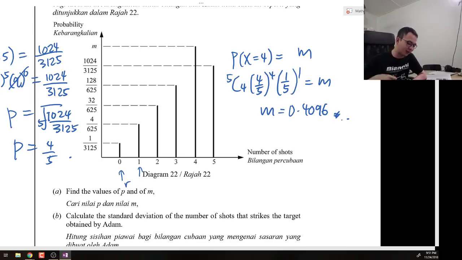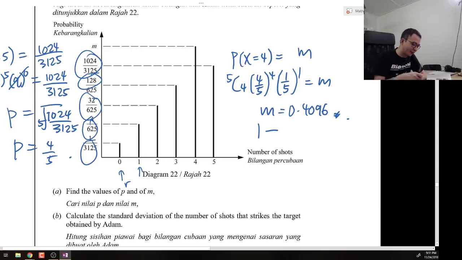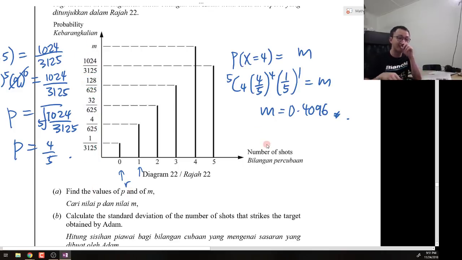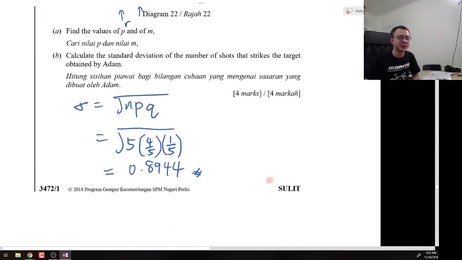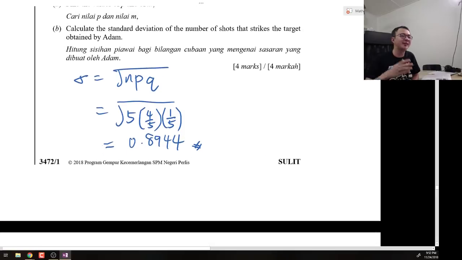Or you can use 1 minus all of them. You can use 1 minus the other 5 probabilities here. You can also do that if you want. Yes, N is the total.